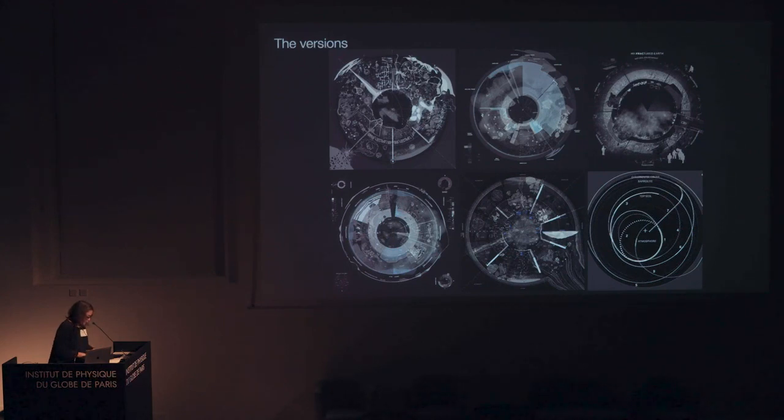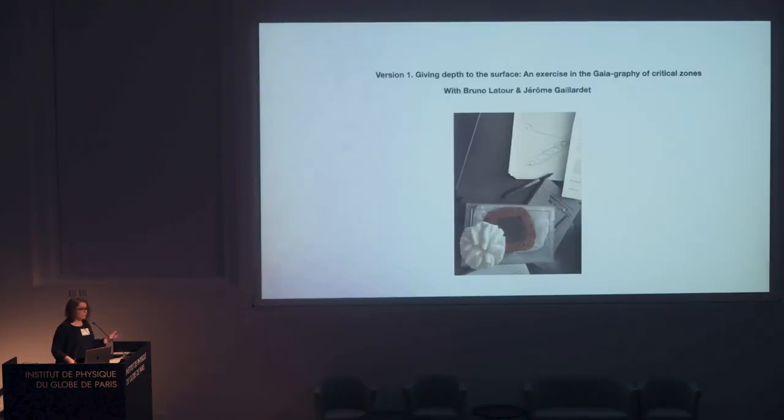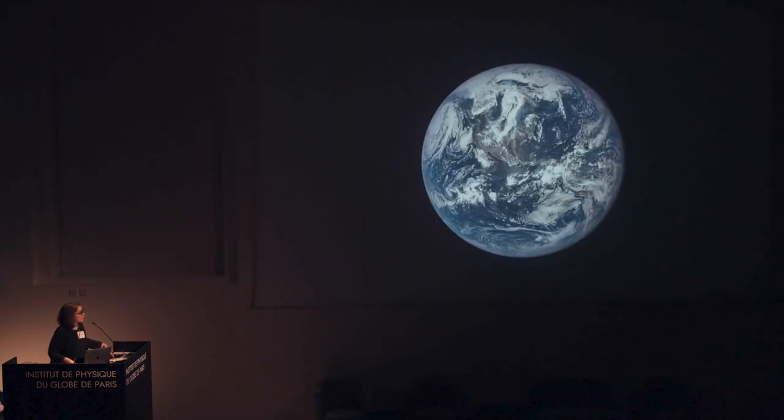So the following presentation gives a kind of explanation of this co-construction, with whom, and for what each map has been done, and how the model evolved. So the first version of the model was developed after discussions with Bruno Latour and Jérôme Gaillardet. It led to a paper in the Anthropocene Review that some of you may know, called Given Depth to the Surface, an exercise in the geography of the critical zone.